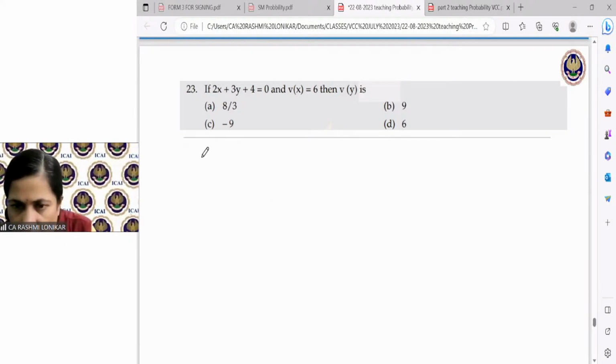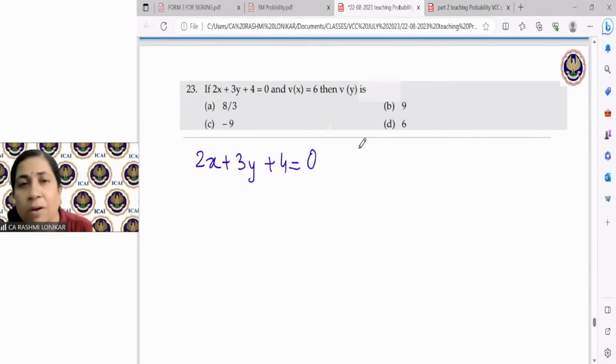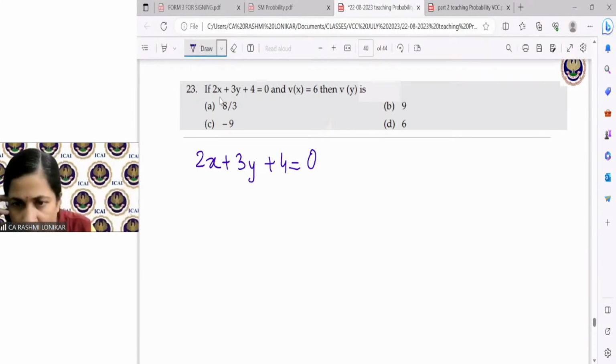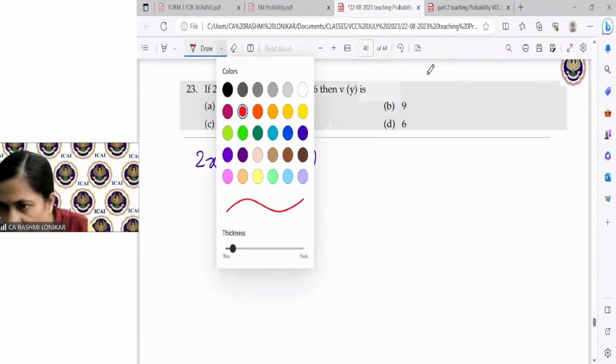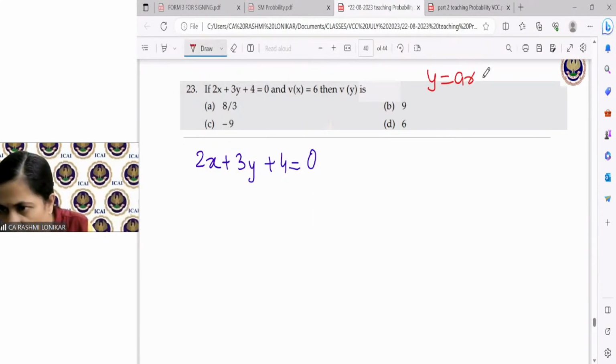Okay. So you have 2x plus 3y plus 4 is equal to 0. Always remember whenever you have a relation between x and y, you have to put it in the normal format. What is the format? You have to rewrite it as y is equal to ax plus b. You should always write your equation like this and only then you should try to solve the problem. Otherwise you have a difficulty.